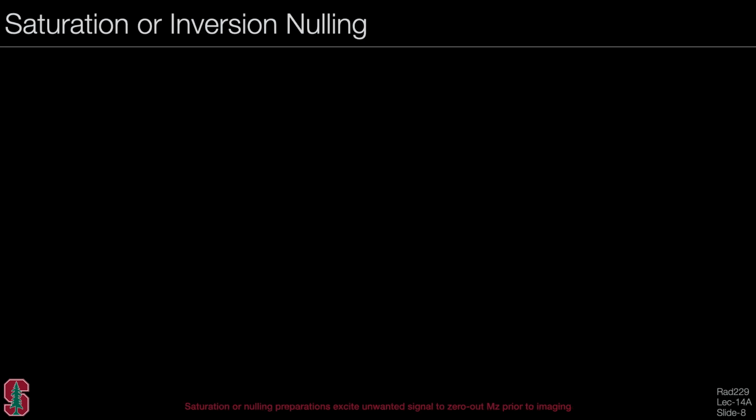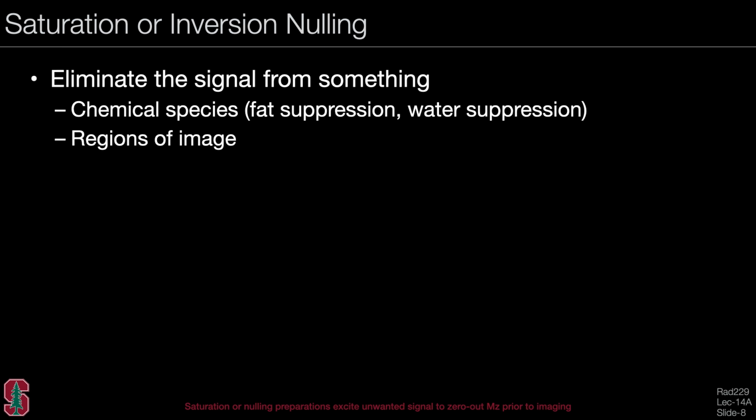So let's now look at a very common magnetization preparation, which is that of saturation or inversion nulling. And the goal in general of these sequences is to eliminate the signal from something. It could be a chemical species such as fat or water, where we're trying to suppress one or the other, or it could be from regions of the image, and many more things here.